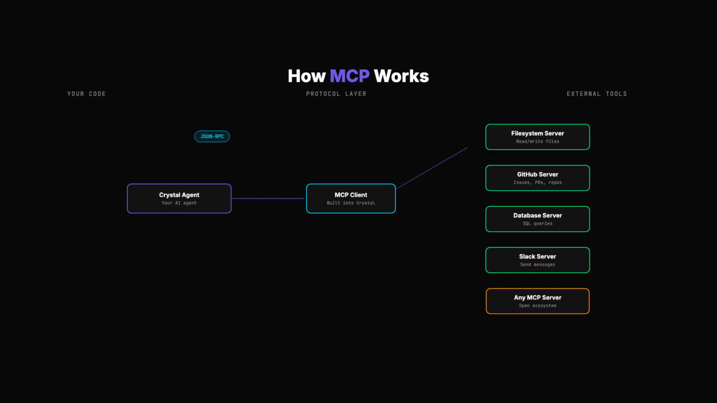Your Crystal agent talks to a built-in MCP client. That client connects to one or more MCP servers. Each server exposes a set of tools. The file system server lets your agent read and write files. The GitHub server lets it manage issues and pull requests. A database server can run SQL queries. And because MCP is an open standard, there are hundreds of community-built servers you can plug in. Crystal handles the JSON RPC communication, tool discovery, and result routing automatically.